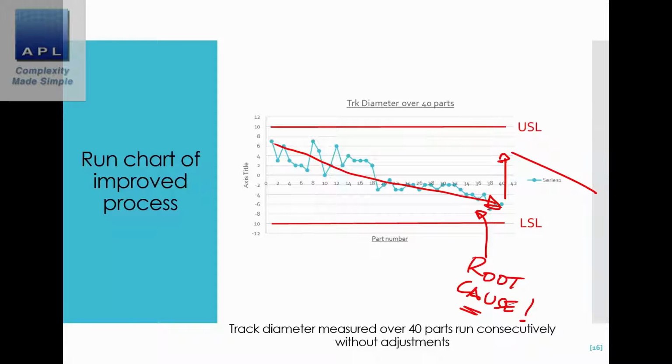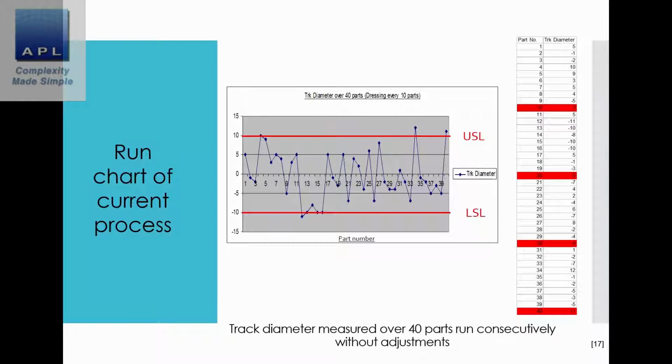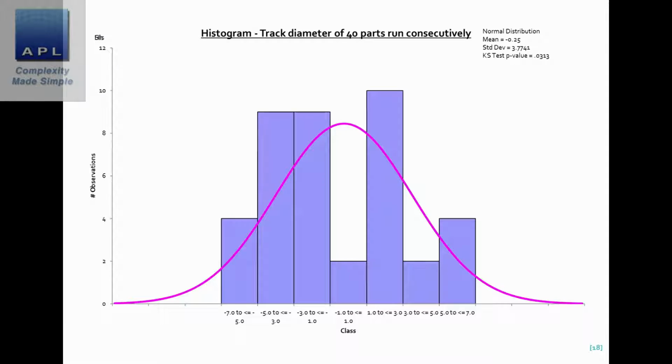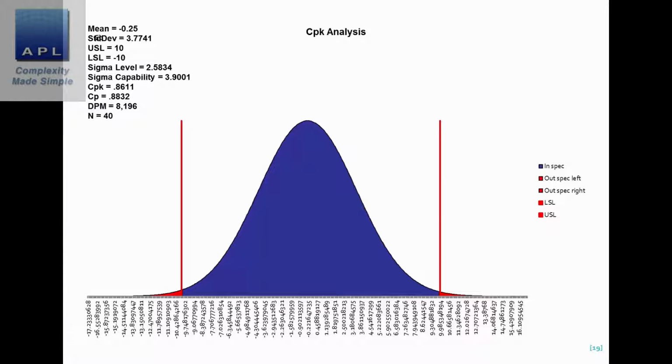So he took the previous data, and of course he did a histogram. That's the new data set, by the way. And then he does a CPK. And of course what he's saying to me, look, is that the CPK is now giving him 8,196 defects per million, which of course is 0.8%. He's below his 1% target, so all good.